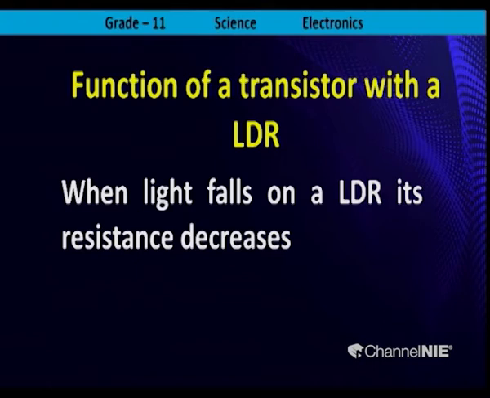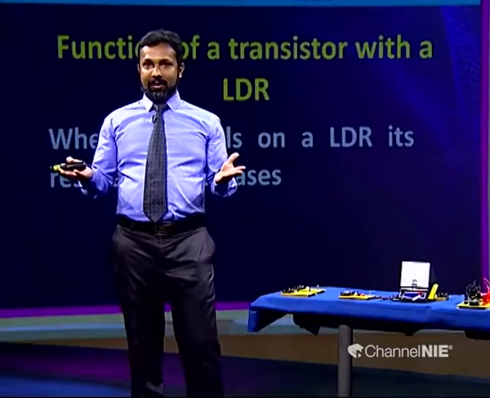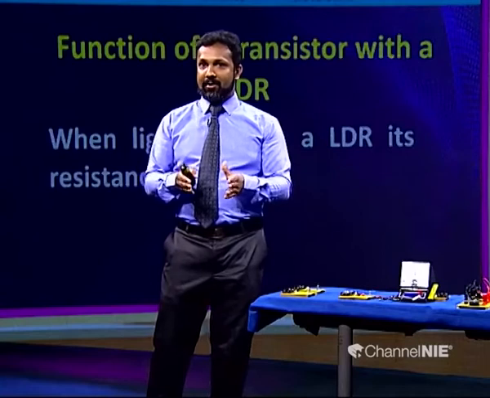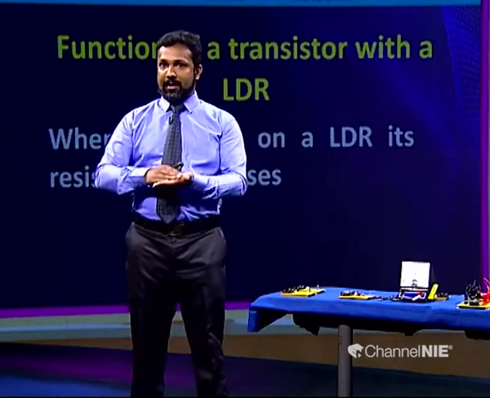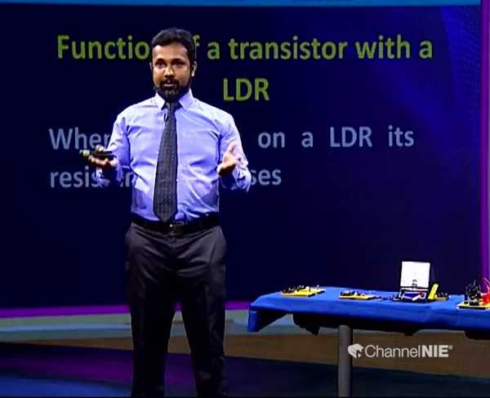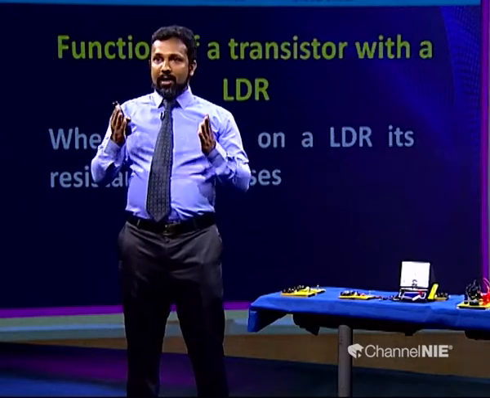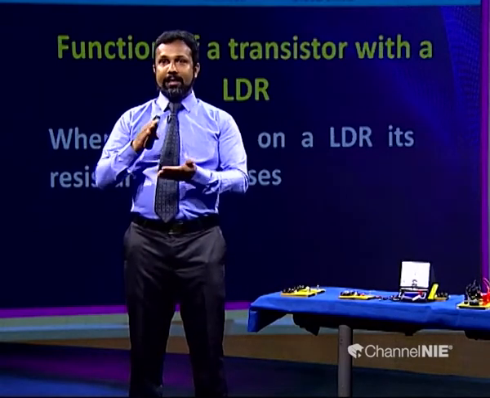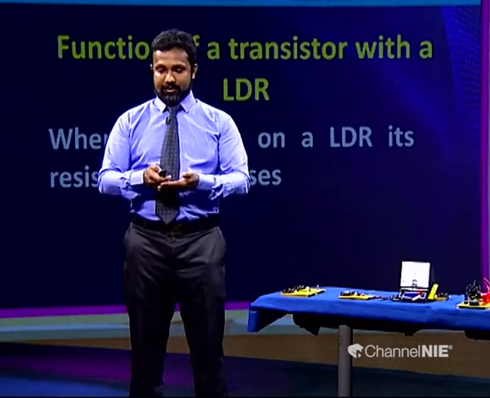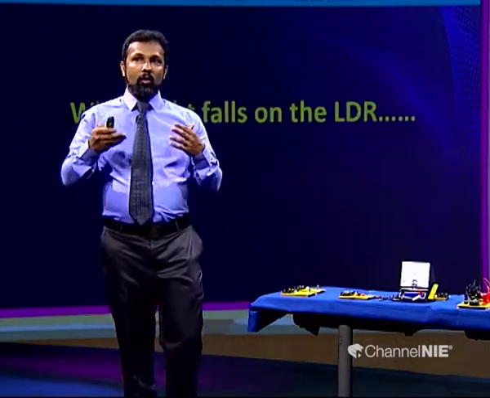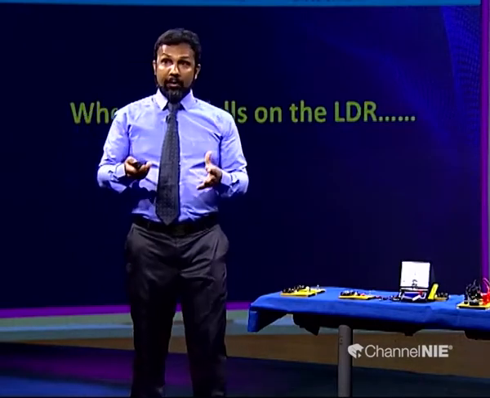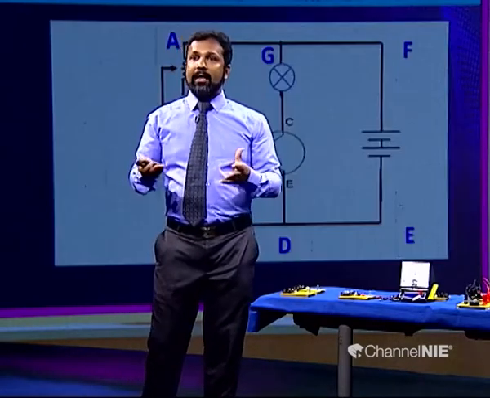Can you remember what is meant by LDR? LDR is the short form of light dependent resistor. What does that mean? In an LDR, when light falls on the LDR, its resistance varies. When light falls on the LDR, its resistance decreases. When light falls on the LDR, what happens?